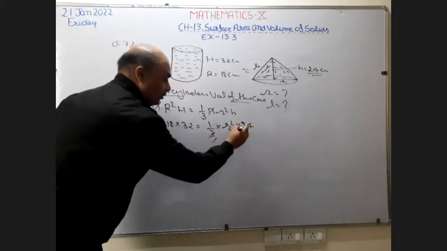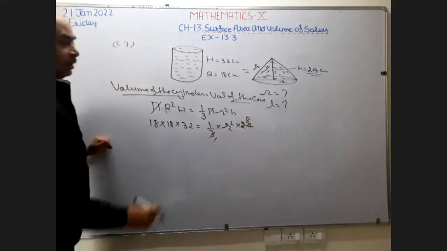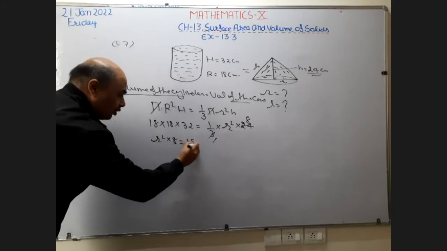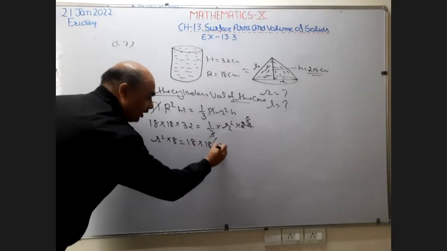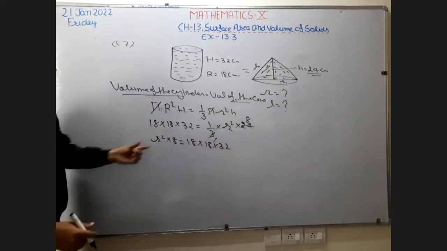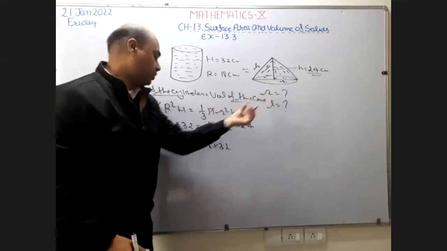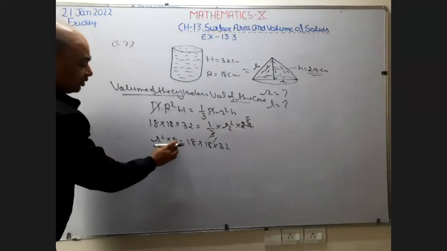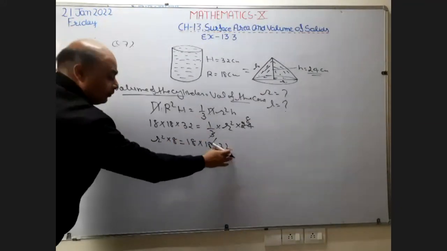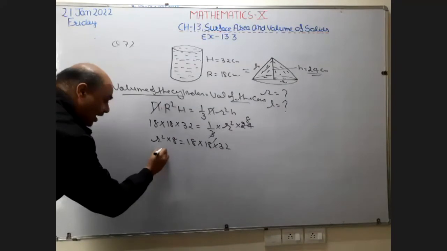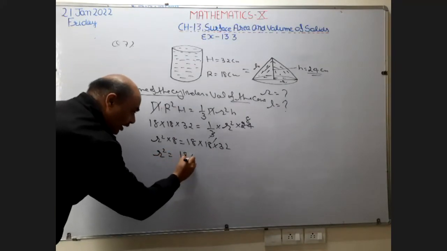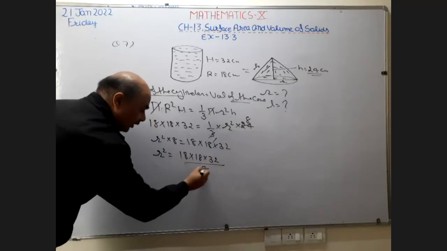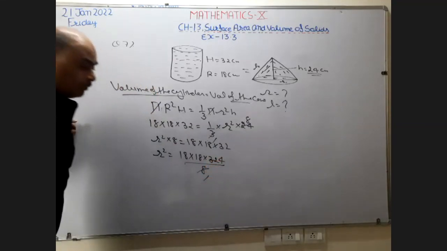Now 3 1s are 3, 3 8s are 24. Now what is left? R square into 8 equals 18 into 18 into 32. In this question, we're going to find the value of R, meaning radius. So take this 8 from left to right, and it is going to divide this portion. So this can be written as R square equals 18 into 18 into 32 upon 8. Now 8 1s are 8, 8 4s are 32.